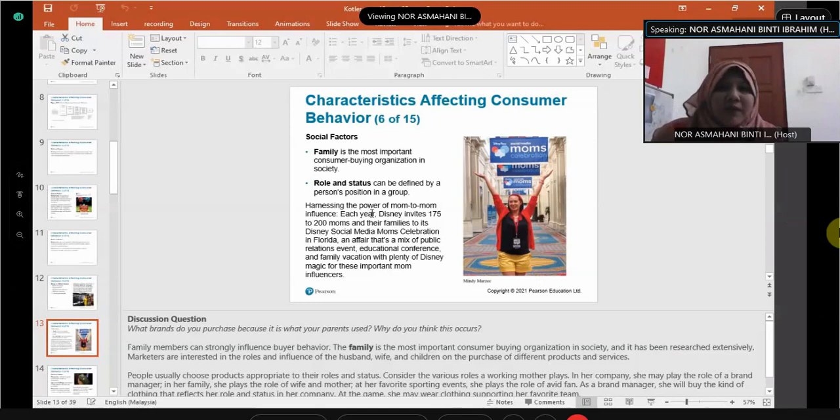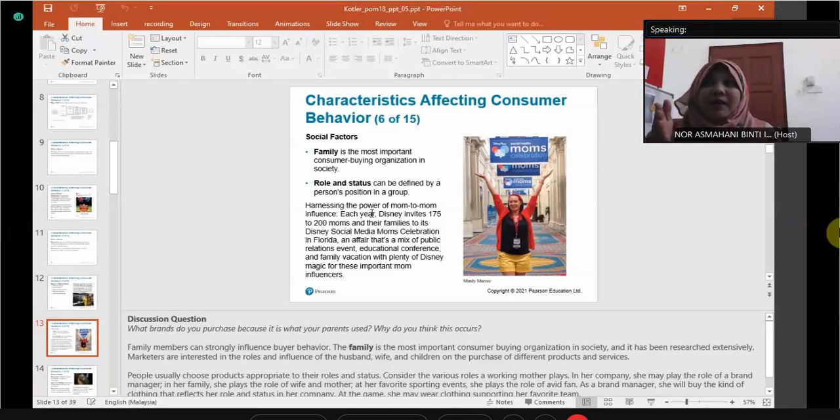Role and status can be defined by a person's position in a group. Okay, I give an example to you. Your mom is a career woman. She might be a doctor. She might be a lawyer, for example. That is the role in a society, in the working environment, in the career. Okay, lawyer, professional. She's a professional. But at home, she's a mother, she's a housewife. That is the role, right? That she will play at home.